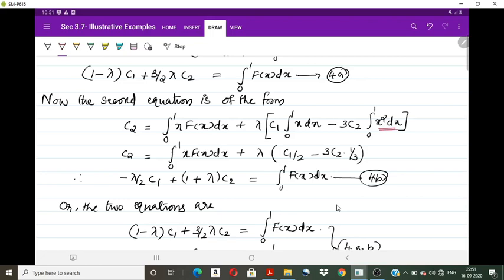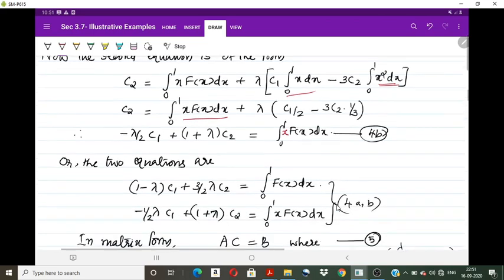This we will obtain. So c2 is equal to the integral from 0 to 1 of x into f of x dx plus lambda into this integral, which is 1 by 2. So lambda c1 by 2 minus 3c2 by 3. The 3 and 3 get cancelled. Now taking the c1 and c2 terms to the left, we have minus lambda by 2 c1 plus (1 plus lambda) c2 equal to the integral from 0 to 1 of x into f of x dx. This is equation 4b.